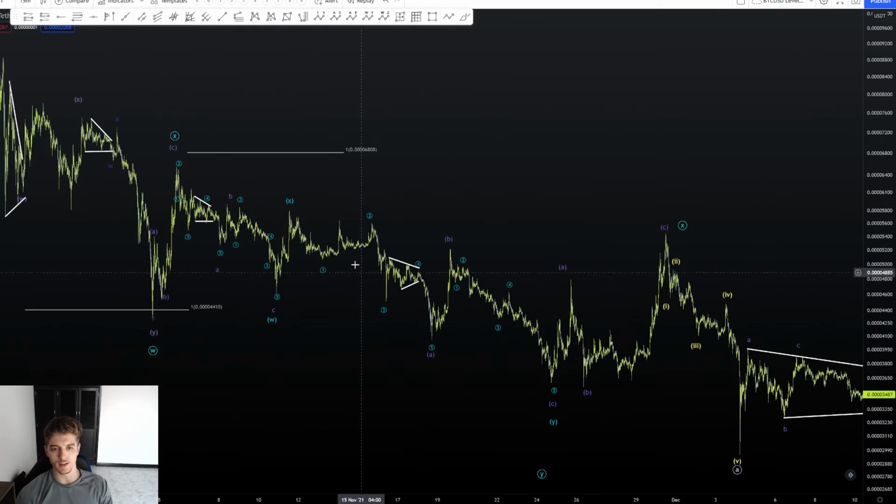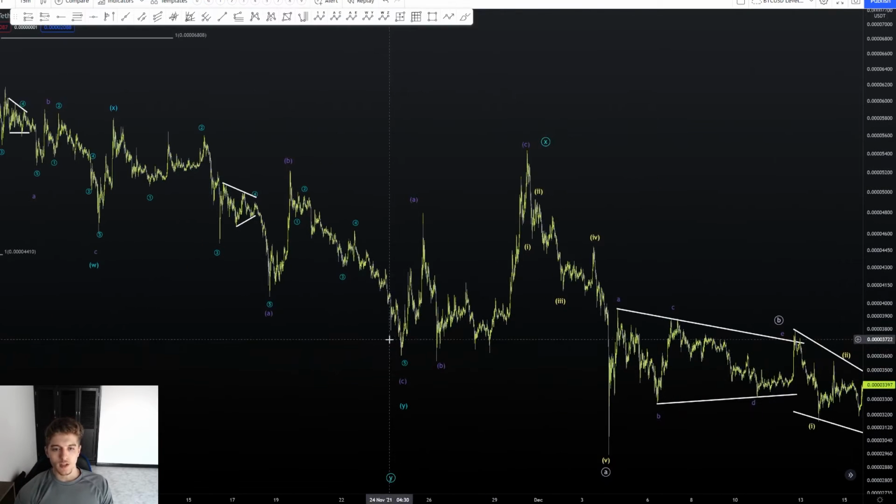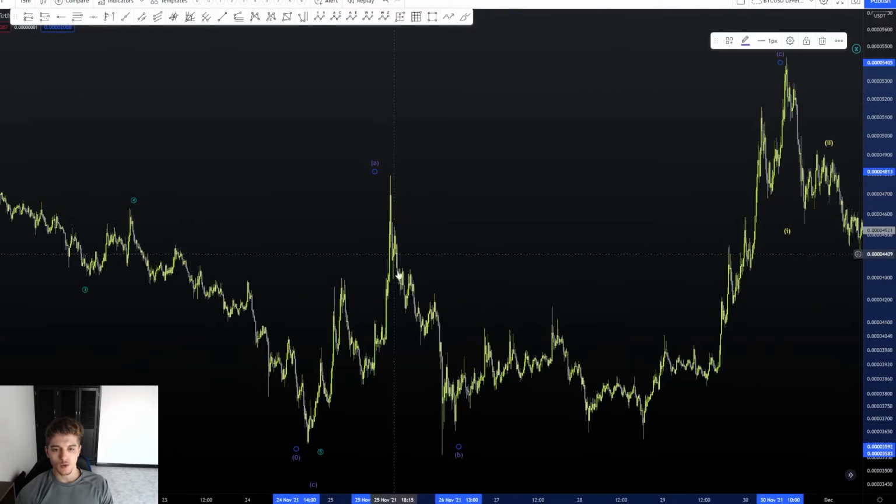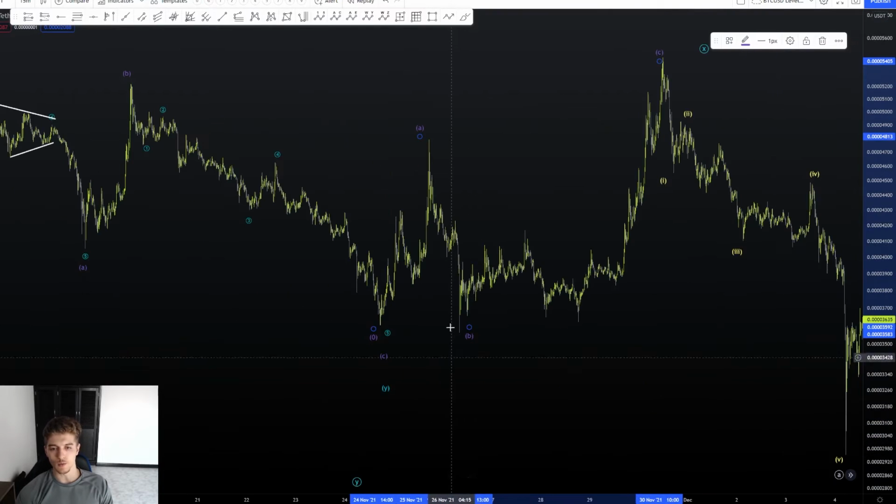this zigzag, of this larger zigzag. And then moving on to this section, we get a 3-wave move up for this minuet wave A, down for another 3-wave move for an A, B, C to complete this minuet wave B.